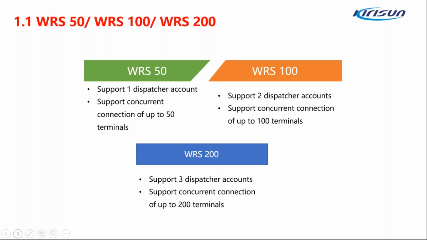As for the WRS 15, it supports one dispatcher account and concurrent connection of up to 15 terminals. And as for the WRS 100, it supports two dispatcher accounts and concurrent connection of up to 100 terminals. While as for the WRS 200, it supports three dispatcher accounts and concurrent connection of up to 200 terminals.